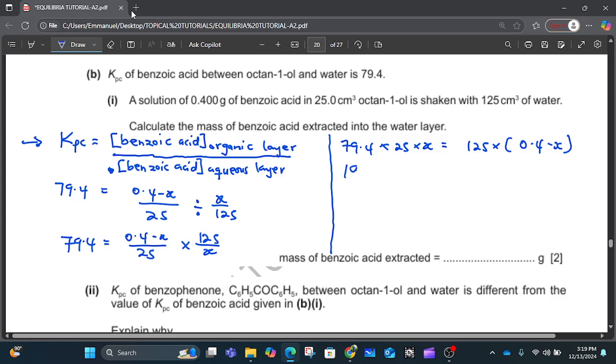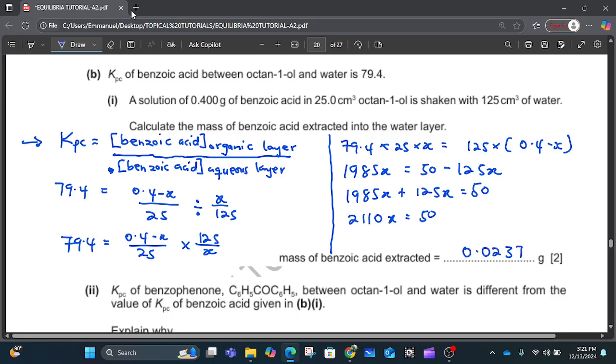We get 1985X is equal to 50 minus 125X. We group like terms to get 1985X plus 125X, which is equal to 50, and so we get 2110X equals 50, and so our X is 0.0237 grams. We got that by dividing both sides of the equation by 2110.